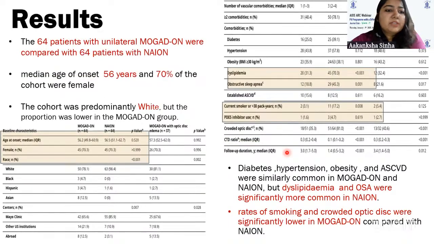So moving to results, 64 patients of unilateral MOGAD optic neuritis were compared with 64 patients of NAION. The mean age of onset was 56 years, and 70% of the cohort were female. The cohort was predominantly white, as most of the patients were from the Mayo Clinic Research Center, and the proportion was relatively less common in the MOGAD group. All the comorbidities were equally distributed in both groups, but two comorbidities, that is dyslipidemia and obstructive sleep apnea, were significantly common in the NAION group. Similarly, smoking and PDE5 inhibitor use were seen most commonly in the NAION group.